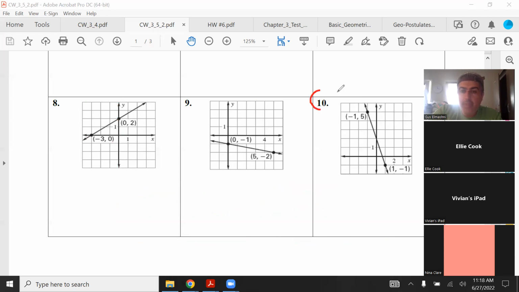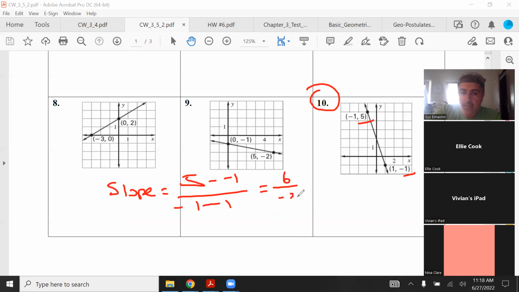Now for number 10, they don't give it to us. I mean, you can look at it. I think I know it's going to be 2, but what we could do is calculate the slope first for number 10. That's going to be 5 minus -1, right? Subtract the y's. Over -1 minus 1, subtract the x's. So your slope is -3.